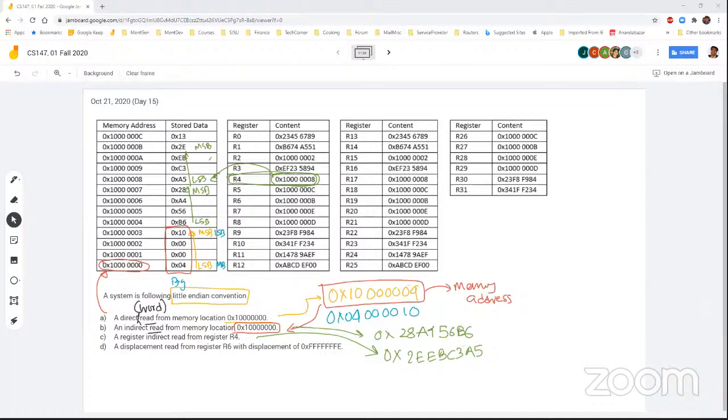And then the next one is R6 with a displacement of this. This value in 16-bit is equivalent to -1 in decimal. So we need to pick up the R6 value, which is this, and subtract 1 from it. That means it becomes 1000A.